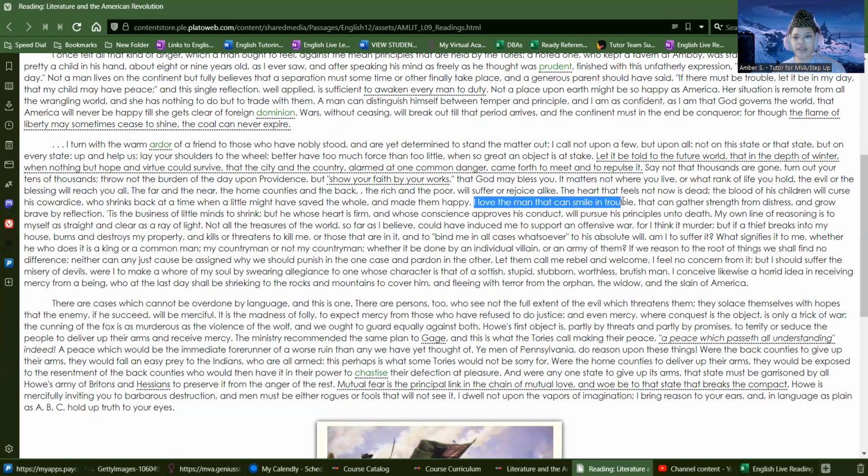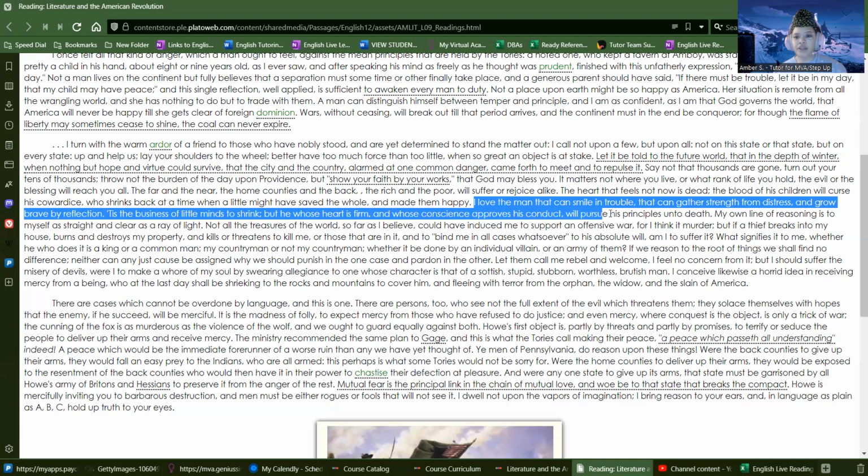I love the man that can smile in trouble, that can gather his strength from distress and grow brave by reflection. 'Tis the business of little minds to shrink, but he whose heart is firm and whose conscience approves his conduct will pursue his principles unto death.